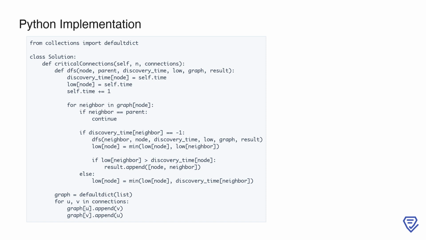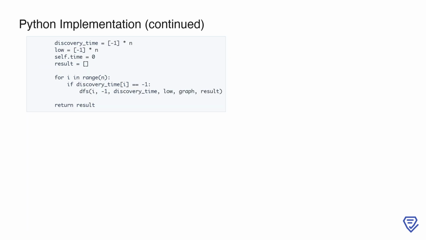On the other hand, if the neighbor has already been visited, we simply update the low value of the current node using the discovery time of the neighbor. Finally, the graph is constructed as an adjacency list where each node points to its directly connected neighbors. Next, we initialize the discovery_time and low arrays to -1 for all nodes, indicating that no nodes have been visited yet. The self.time variable is set to 0 to keep track of the discovery order, and an empty result list is created to store the critical connections.